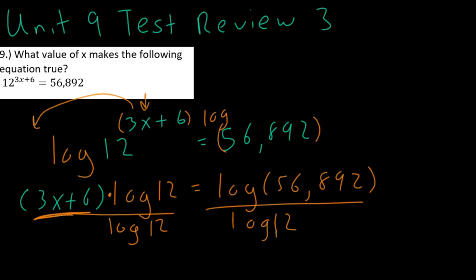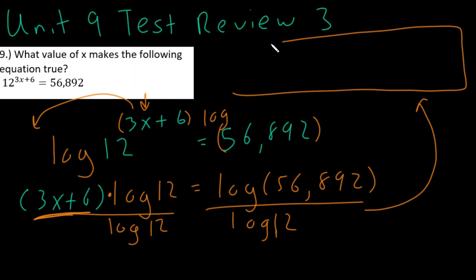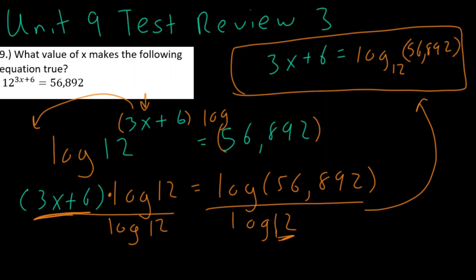Now here's what I'll do. I will go ahead and write up our final equation up here that I'll do with you, and then I'll leave you to solve this on your own. So at this point, what you'll have is this: 3x plus 6 is equal to, and on the right-hand side, you'll have the log. Remember, whatever's in the denominator becomes our base, the log base 12 of 56,892.